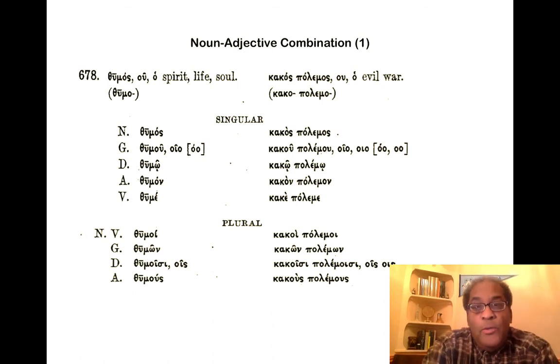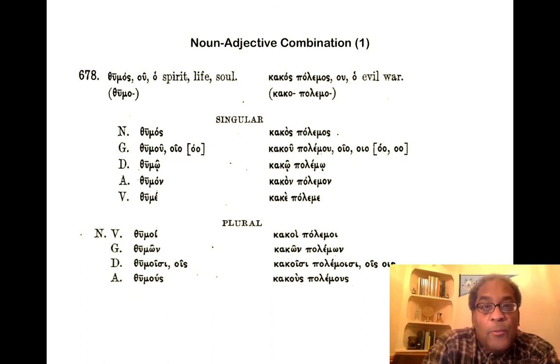However, you do have collocations where they will match. We take something like Pharr's example from section 678, thumos, thumou, spirit, life, soul, which is masculine. You can tell that by the ho, the form of the definite article. And so thumos, thumou, thumoi, thumon, thume, thumoi, thumon, thumoisi, thumous.